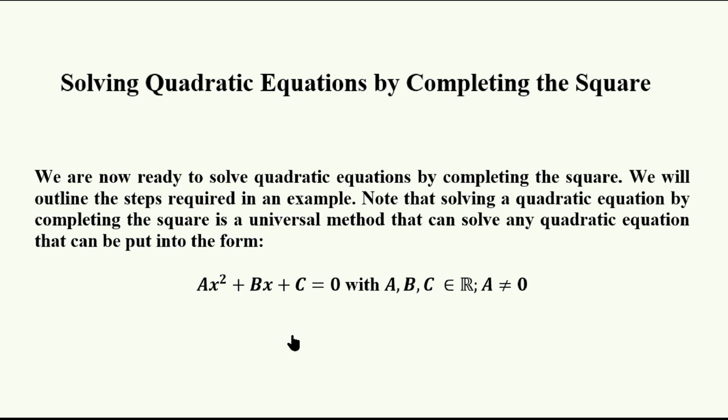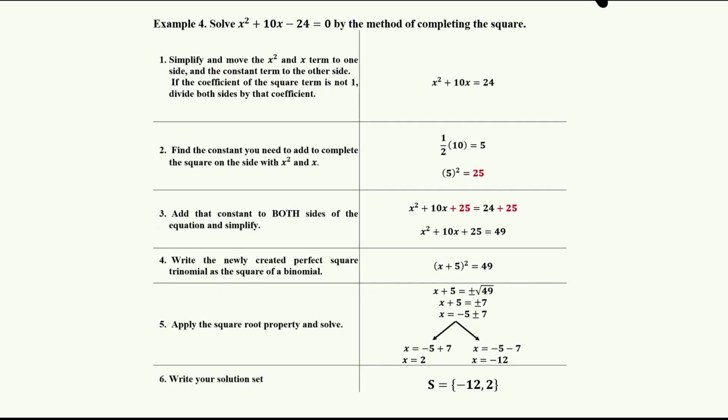This method, which we'll discover in a minute, will be able to solve any quadratic equation. So here we'll outline the procedure using an example, which is the best way to understand it. Let's say we want to solve the equation x squared plus 10x minus 24 equals 0 using the method of completing the square. So the procedure is actually quite straightforward.